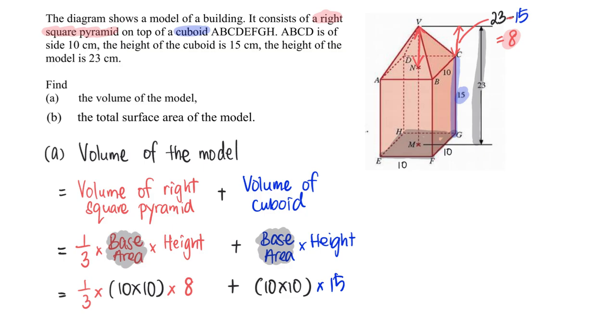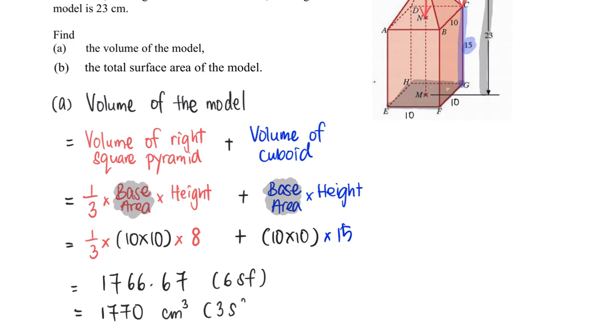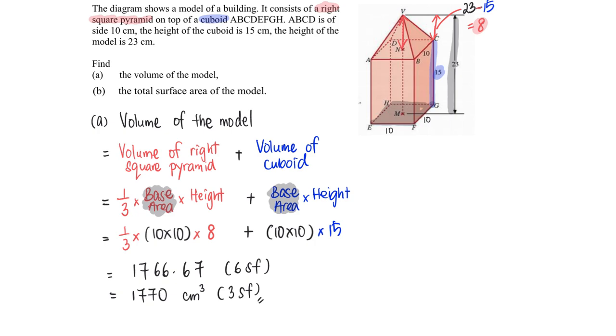And we will get the answer for the volume of the model as 1766.666666 or 67 to 6 significant figures first, followed by the final answer to 3 significant figures. And that's for part A. Now for part B, I shall move over. We will need to find the total surface area of the model.